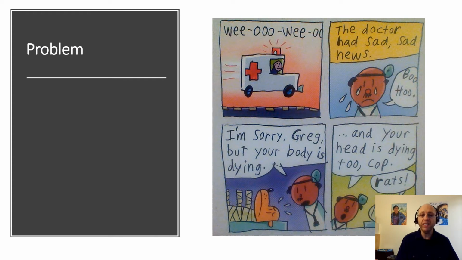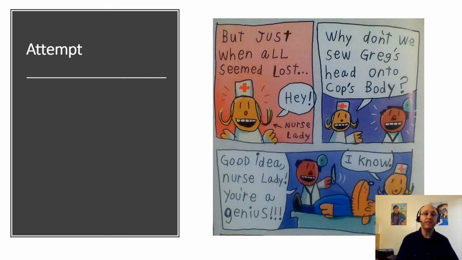The doctor explains that Greg the dog's body is dying, and Officer Knight's head is dying. Oh my gosh, there's a problem. What do we do to solve it? Well, we make an attempt. An attempt is what we do to try to fix the problem.